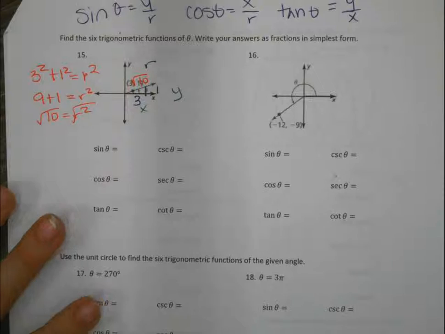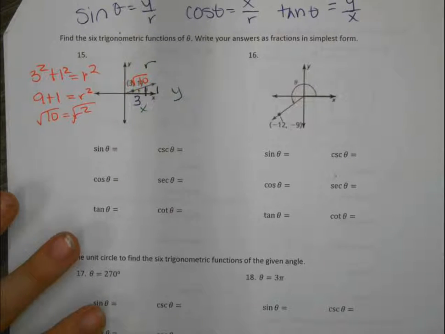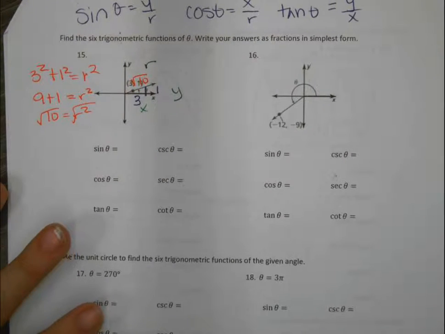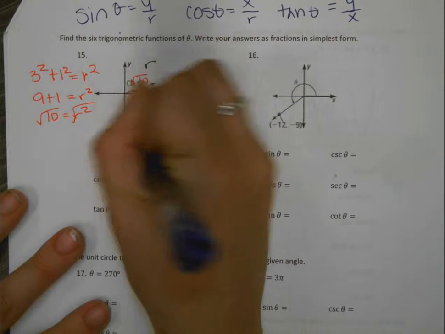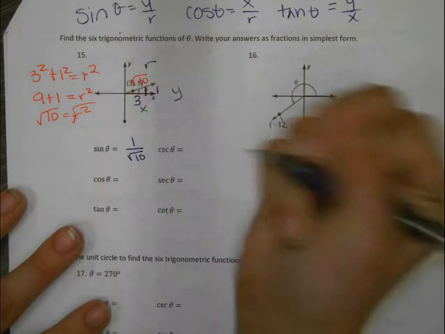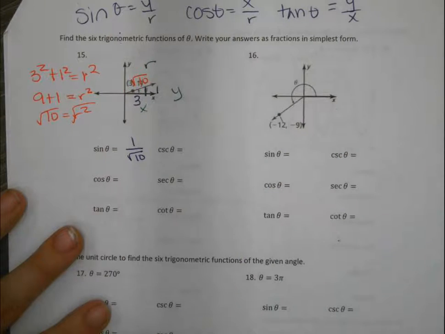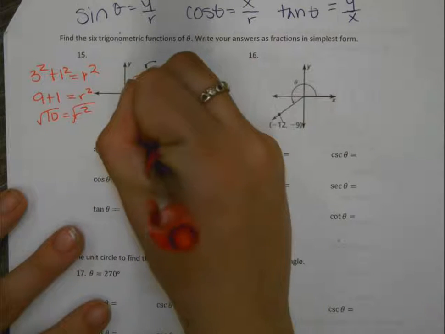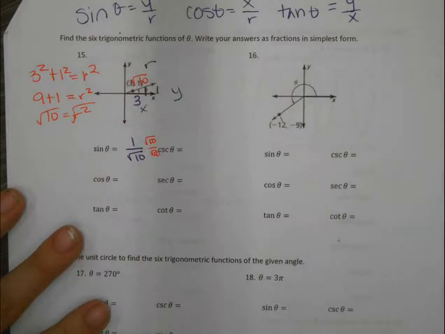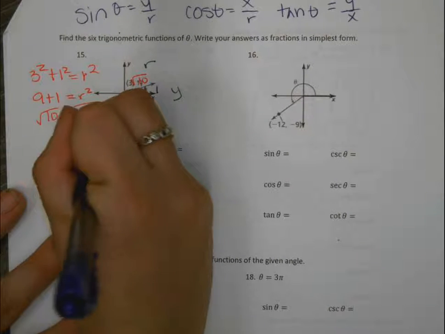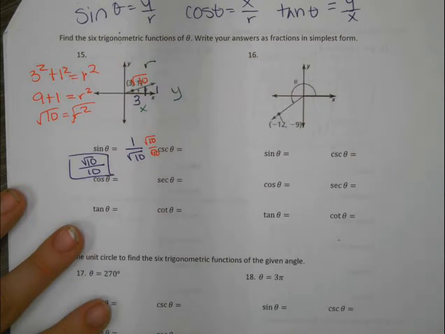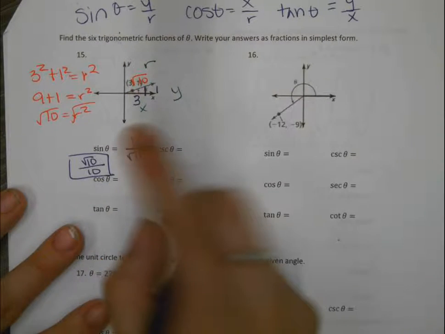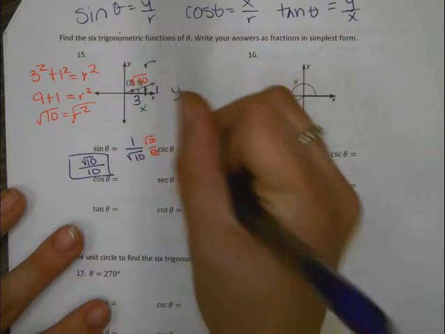Then for these, I just plug into the formulas. Remember, cosecant is the reciprocal of sine, secant is the reciprocal of cosine, and cotangent is the reciprocal of tangent. So for sine, I have y over my radius, so 1 over square root of 10. I cannot leave it like this, I want to simplify it. To simplify it, I multiply by square root of 10 over square root of 10. That gives me square root of 10 on the top and regular 10 on the bottom. Cosecant, I want to flip it, so I'm going to flip the one I first wrote. So I just have square root of 10 for my cosecant.